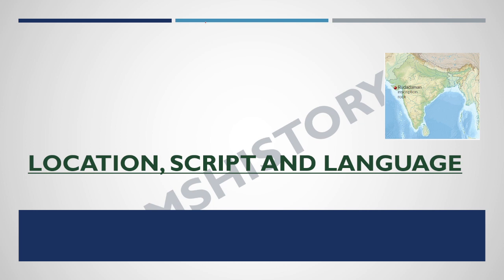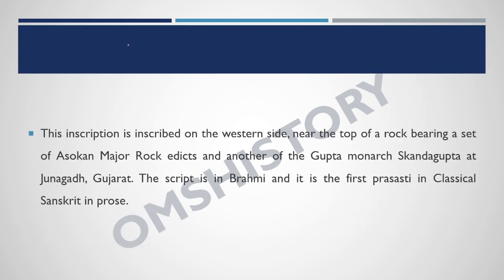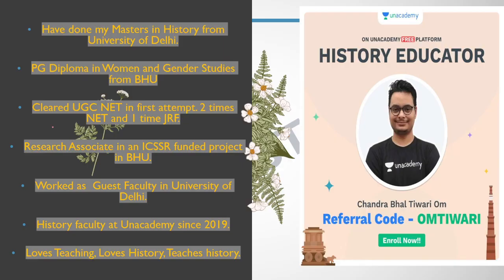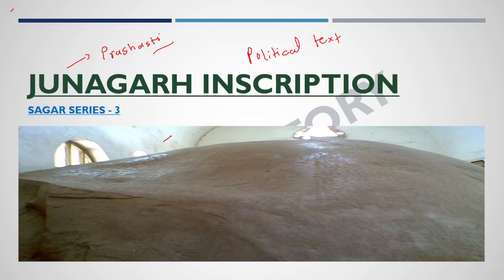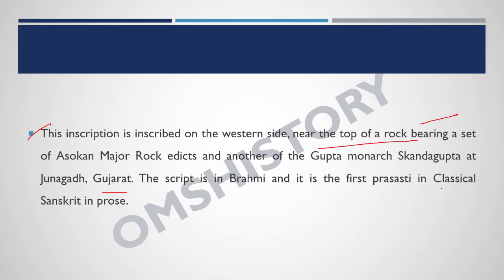This inscription is inscribed on the western side, near the top of a rock bearing a set of Asokan major rock edicts and another of the Gupta monarch Skandagupta at Junagarh, Gujarat. So you will find three inscriptions on that rock you are seeing here: the inscription of Asoka, then the inscription of Rudradaman, which we will discuss today, and after that we also find the inscription of the Gupta monarch Skandagupta.